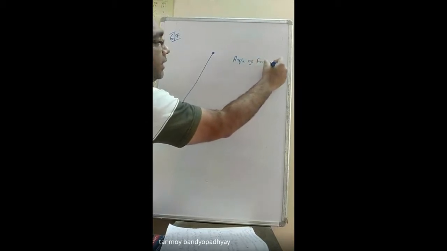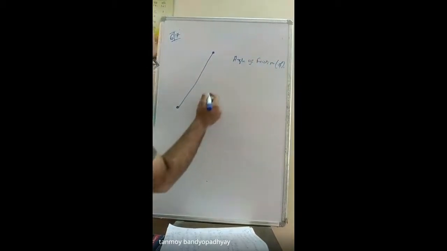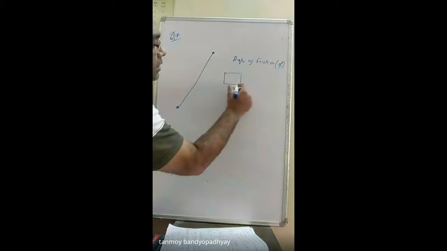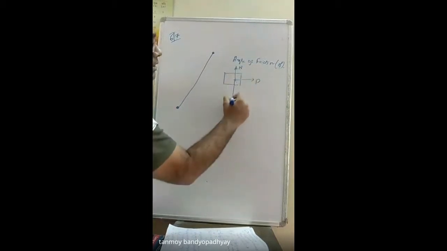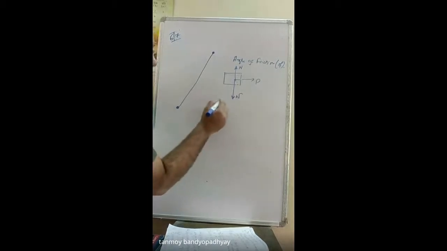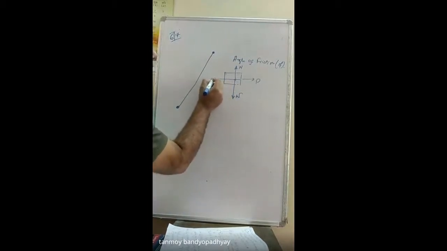So what is the angle of friction? We call it phi. Suppose we have a body on which a load P is acting. This is the normal reaction, and this is the weight of the body, W or mg, whatever you call it. And this is the frictional force, assuming that the body is moving in the positive x direction.